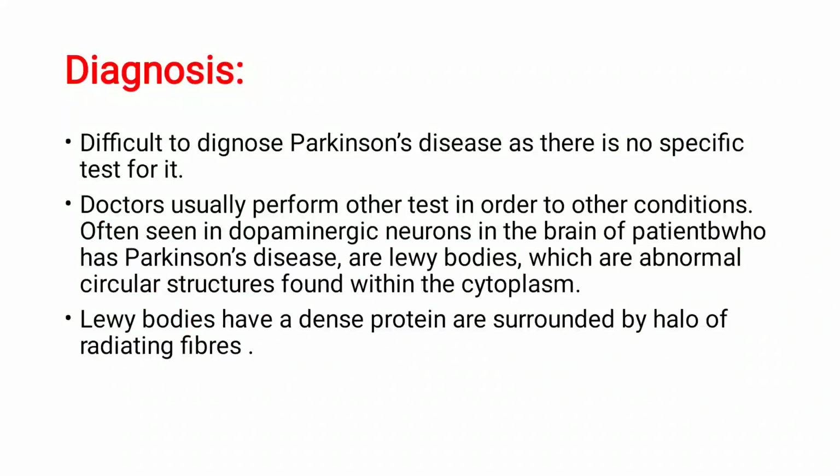Let's discuss the diagnosis. It is difficult to diagnose Parkinson disease as there is no specific test for it. Doctors usually perform other tests in order to rule out other conditions. Often seen in the dopaminergic neurons in the brain of a patient who has Parkinson disease are Lewy bodies, which are abnormal circular structures found within the cytoplasm. The Lewy bodies have a dense protein core surrounded by a halo of radiating fibers.